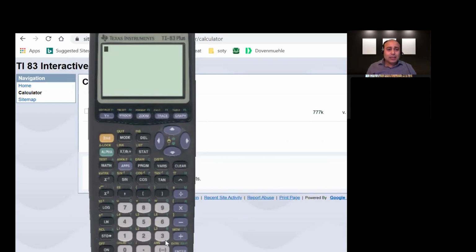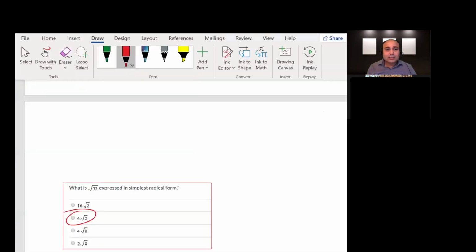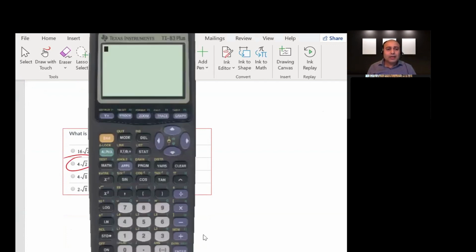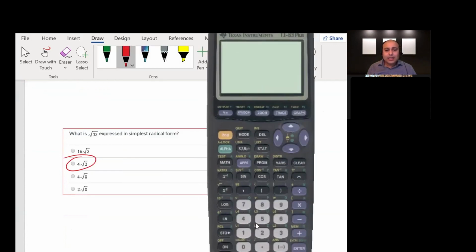All right. Now, in your graphing calculator, let's say I want to simplify the square root of 32, the one we did a couple of times, which is 4 square root of 2. Okay. So I'm going to go to my graphing calculator, and I will go to the y equals and type 32 divided by x squared. Are we clear here?